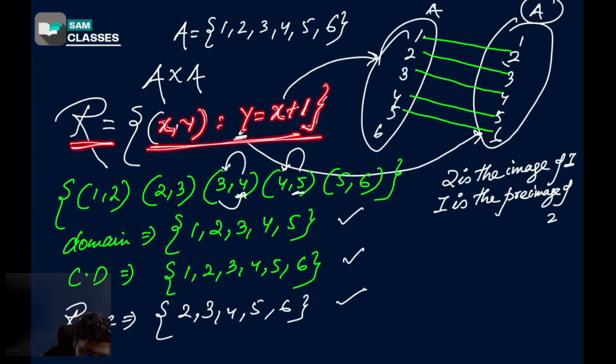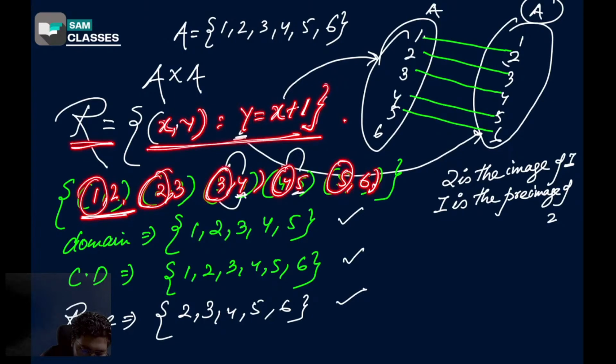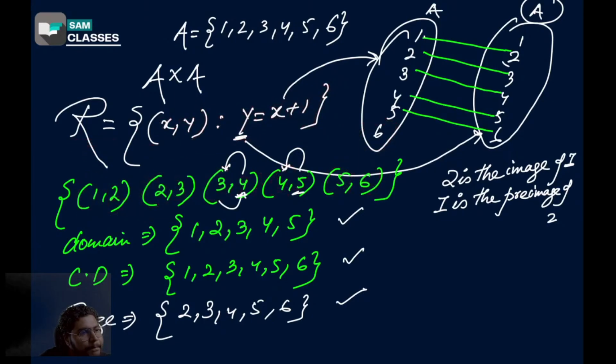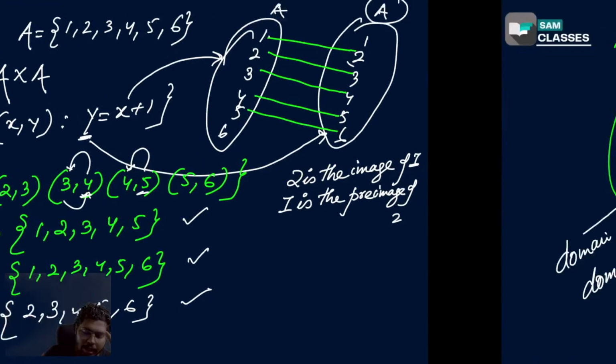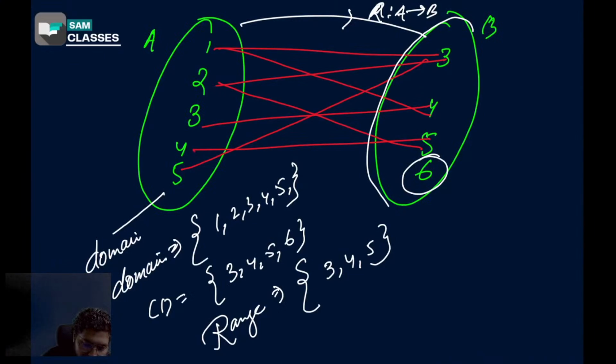Correct? So here students, what are the pairs which are participating in the relation? 1 comma 2, the x values are the domain values, 2 comma 3, 3 comma 4, 4 comma 5 and 5 comma 6. Now if you see in the x part, is 6 coming anywhere? No. See, earlier we didn't have any condition. The moment we put up a condition and start writing like this, understand, very important.